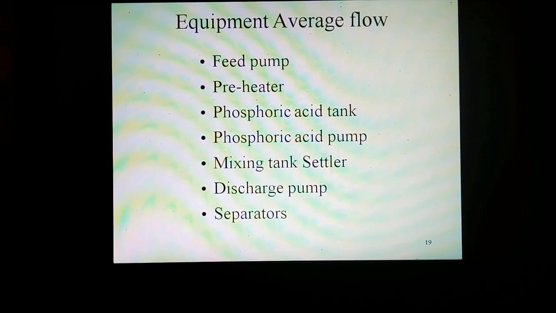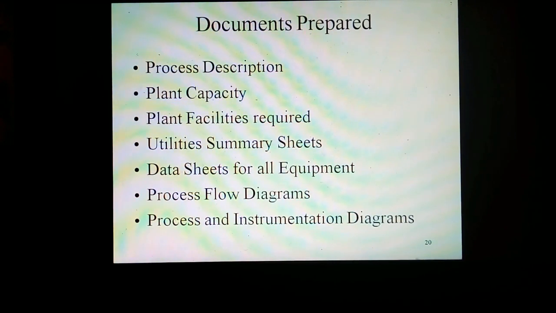Equipment average flow needs to be calculated for feed pump, preheater, phosphoric acid tank, phosphoric acid pump, mixing tank, settler, discharge pump, separator. Documents prepared are process description, plant capacity, plant facilities required, utilities summary sheets, data sheets for all the equipment, process flow diagrams and process and instrumentation diagram.